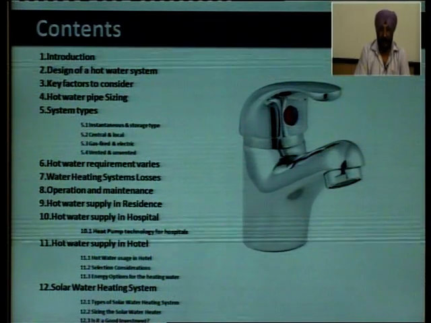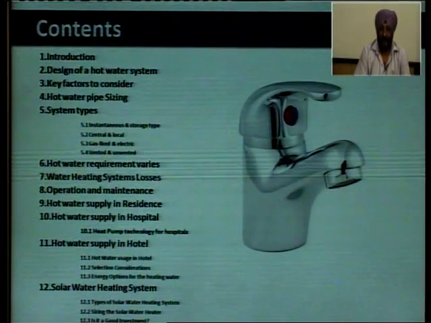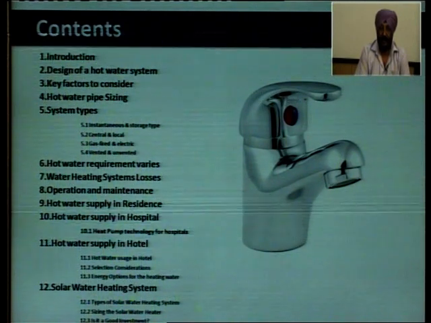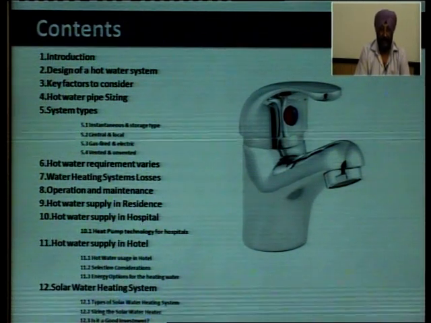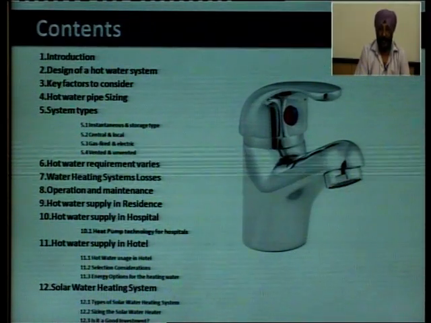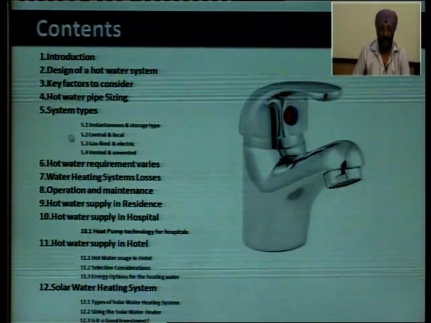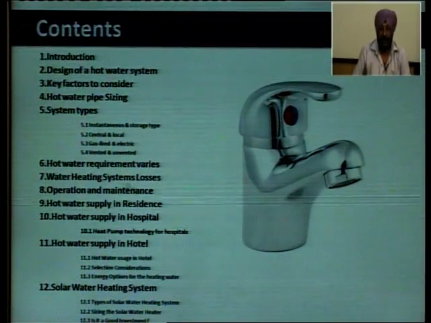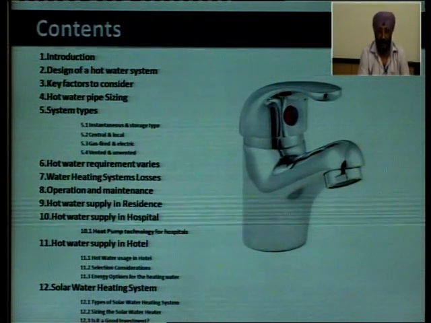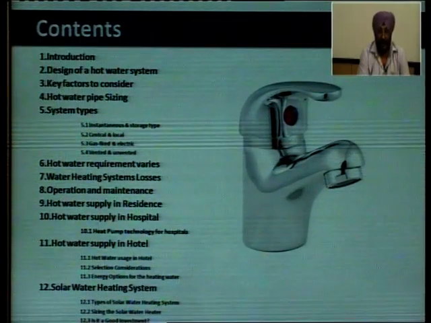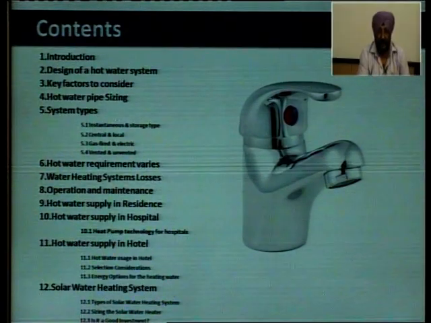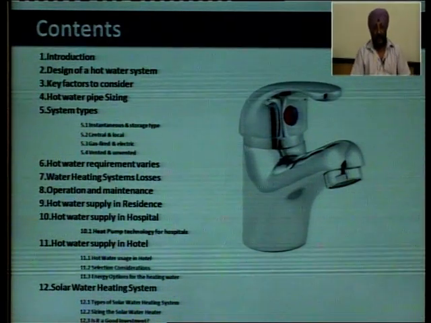Then we will also see the different types of systems and have a look at the requirement of hot water, how it varies with the type of building basically. And then we will also go on to see this very important and major aspect in hot water supply in buildings, that there are a lot of water heating system losses. So, when you heat water at a certain temperature and at the faucet level, that is the level where you need the output, there will be a drop in temperature significantly if you have a central system.